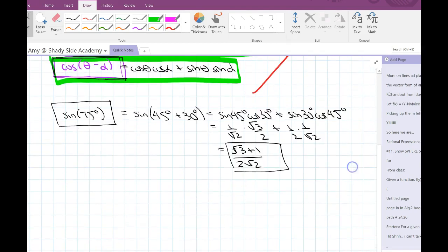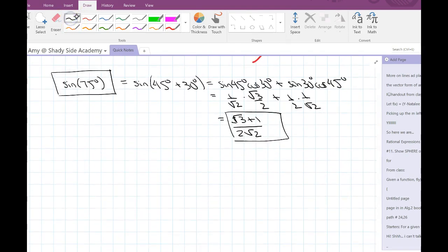Okay, I told you that one application of these could be a problem like this, evaluate sine of 75 degrees without a calculator. But we could also be asked to prove identities. Do you remember identities? Okay, prove the following identity.